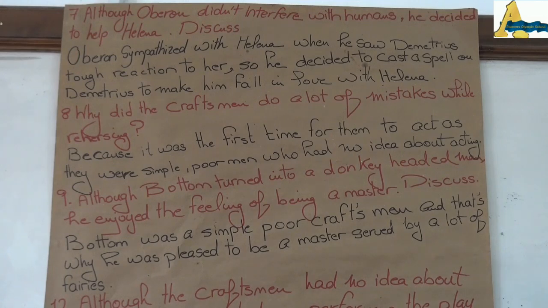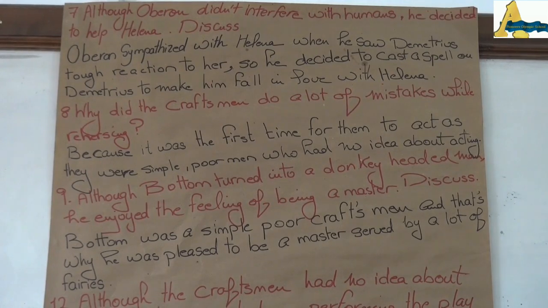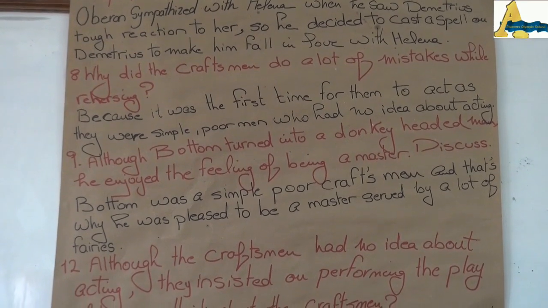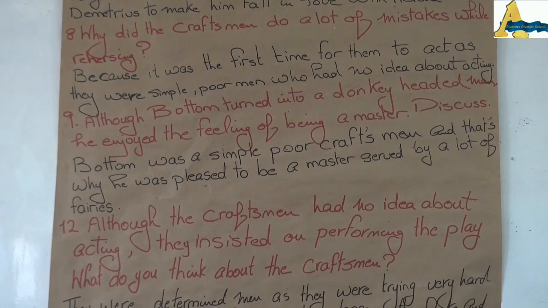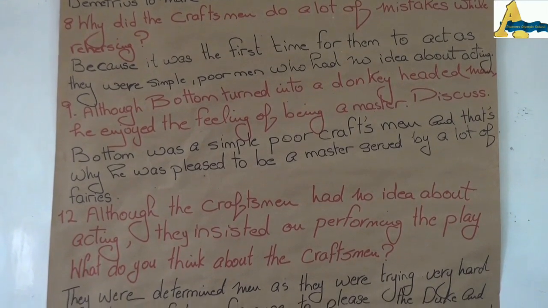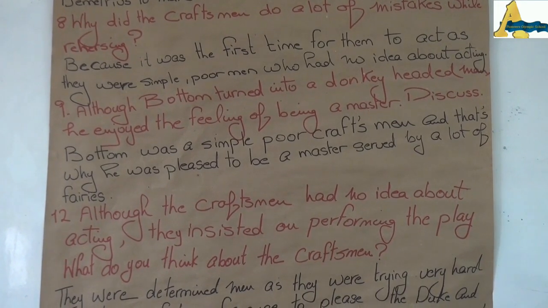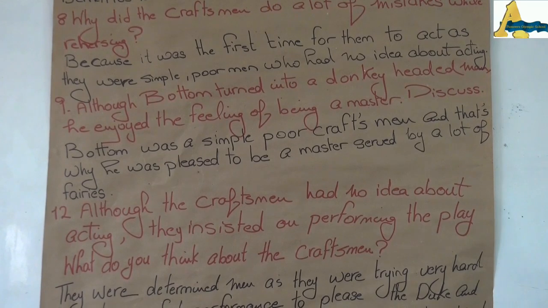Why did the craftsmen make a lot of mistakes while rehearsing? Because, as I said before, it was the first time they acted, as they were simple, poor men who had no idea about acting. Although Bottom turned into a donkey-headed man, he enjoyed the feeling of being a master. Can you discuss it? Bottom was a simple, poor craftsman, and that's why he was pleased to be a master, served by a lot of fairies, and also being loved by the queen of fairies, Titania.